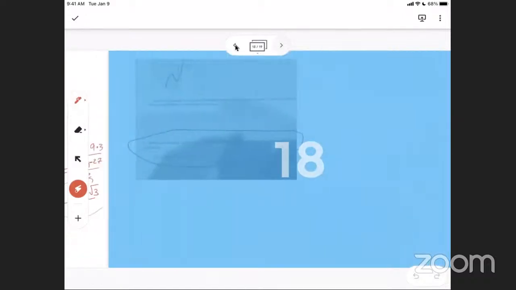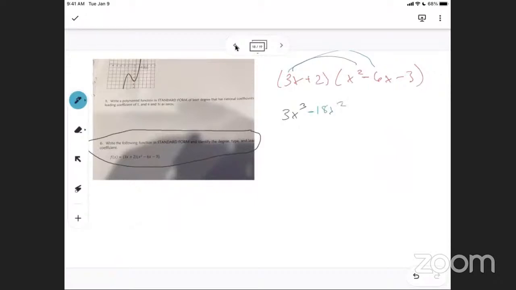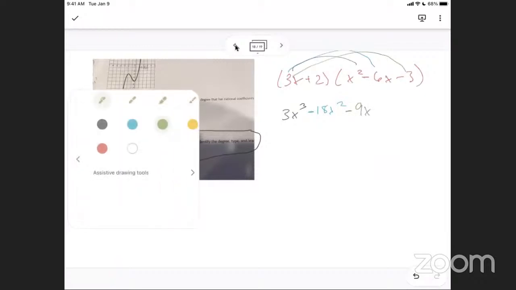Okay. It says write the following in standard form and identify the degree, the type, and so on. Standard form just means multiply it out. So you're going to take 3x plus 2 and x squared minus 6x minus 3, and just like we did for that other one, just multiply it out. That times that is 3x cubed. That times that is, you tell me. Negative 18x squared. Good. That times that is negative 9x. Don't forget the x.